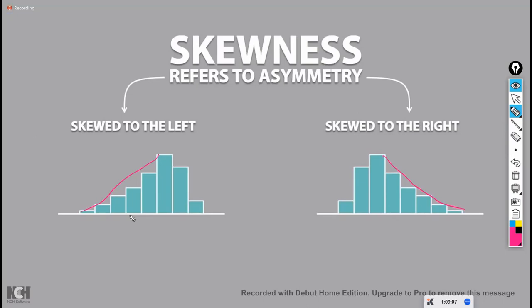Which side has fewer values, that side is the skew. Let us take an example. This is 0 to 10, 10 to 20, 20 to 30, 30 to 40, 40 to 50, 60, 70, 80. This is 1 record, 2 records, 4 records, 5 records, 8 records, 12 records, 10 records, and this is 3 records.